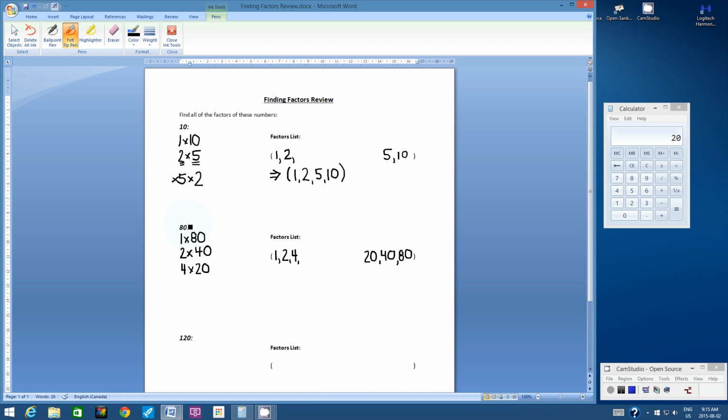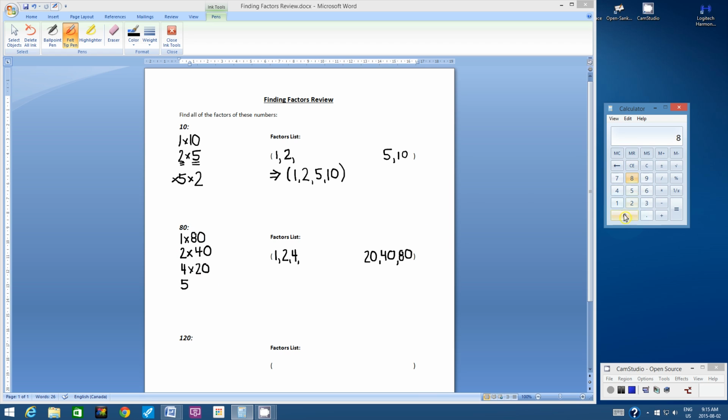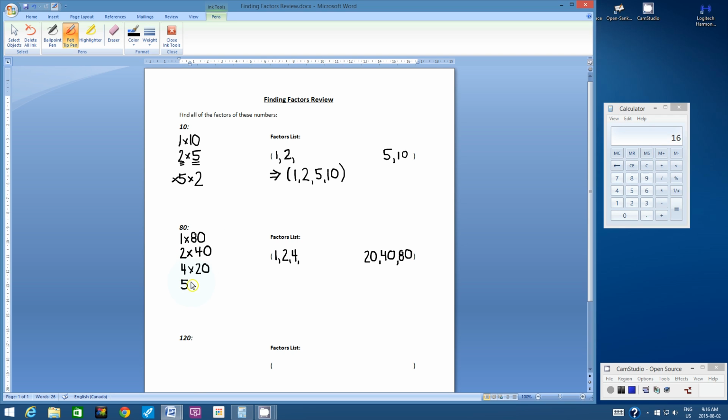Okay, well, this number ends in 0, so we know that one of the factors is 5, using our divisibility rule of 5. So what is 80 divided by 5? Again, if you can do it mental math, that would be great. Or you could use your calculator. Don't just copy my answer, use your calculator, please. And then we get 16. 5 times 16. So that's our next pair that we're going to add to our factor list.